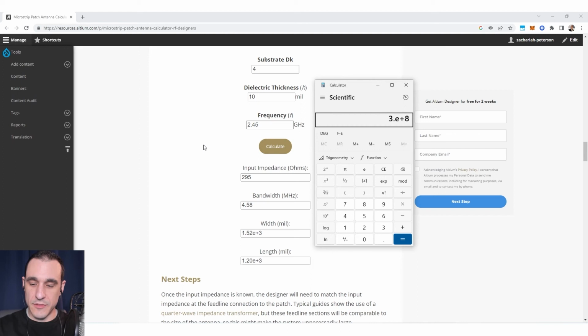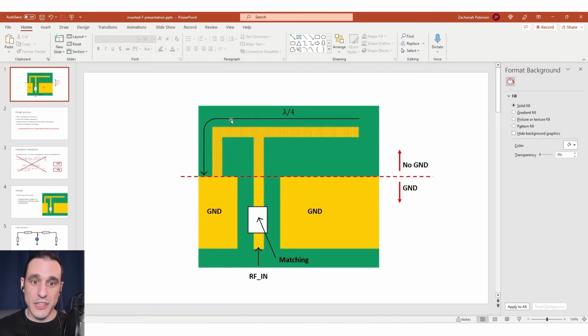Well, I take the speed of light, I divide it by the square root of dK, which is 2, then I divide that by the frequency, and then this gives me my wavelength. And here's the wavelength in millimeters. Now, if I divide this by 4, this is my quarter wavelength. And then if I multiply this by 39.37, I get the length of the inverted F antenna in mils. So this is 602 mils. And that's just the length here.